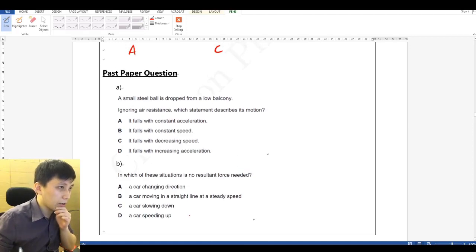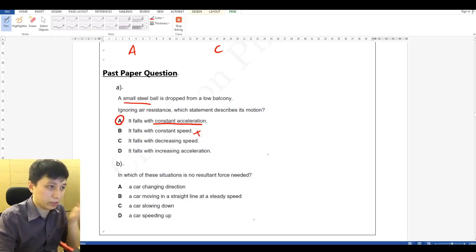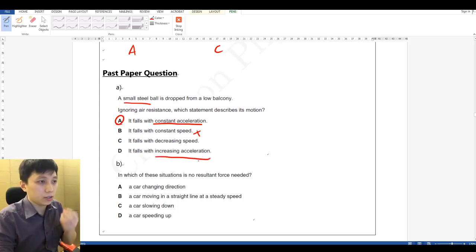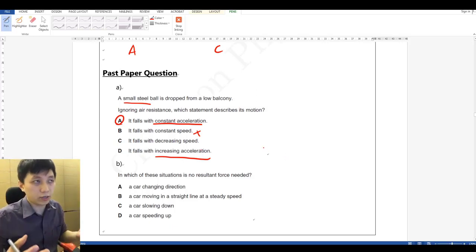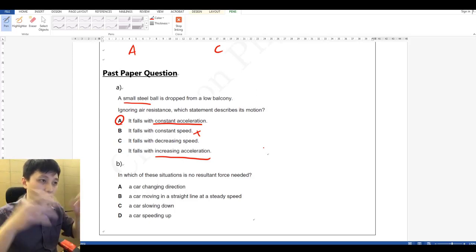Alright, going down here to the two past paper questions. The first one is saying a small steel ball is dropped from a balcony, no air resistance, which one? So it will accelerate, with constant acceleration. So the answer is A. It won't be B, obviously, it will accelerate, and it won't have an increasing acceleration, because this is due to gravity, and we learned earlier that it is a constant rate, so no matter what ball you're dropping, it is still always the same acceleration.